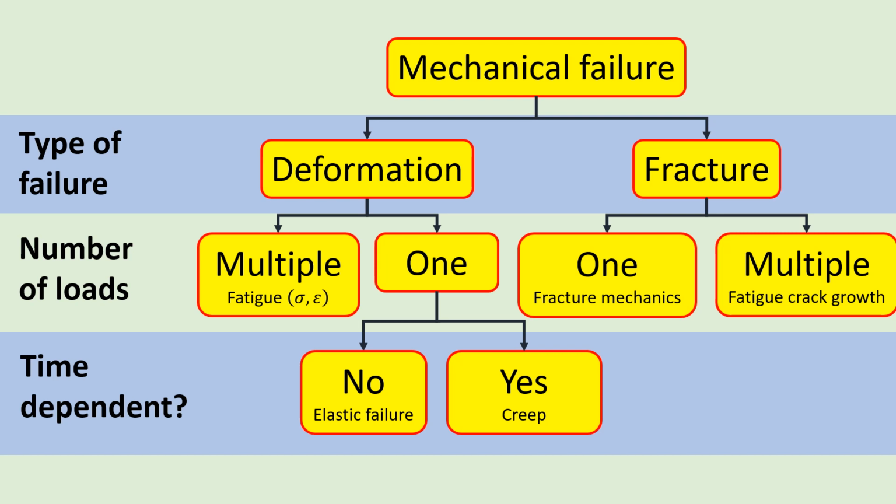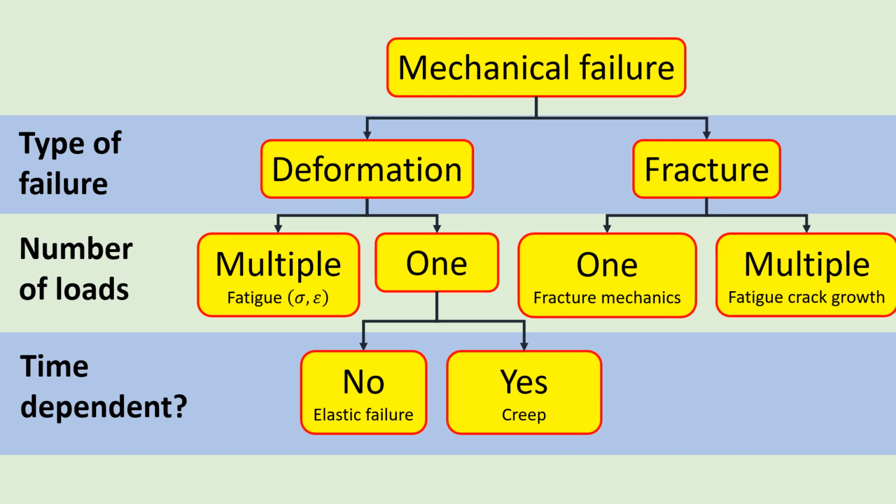In our first lecture, we discovered systems can fail mechanically in 2 different manners, through permanent deformation and fracture. In our previous 2 lectures, we discussed how failure by fracture can occur. If only one load is applied to the object, use the equations that we learned in fracture mechanics. And if multiple loads are applied to the object, you use the equations that we derived in fatigue crack growth.